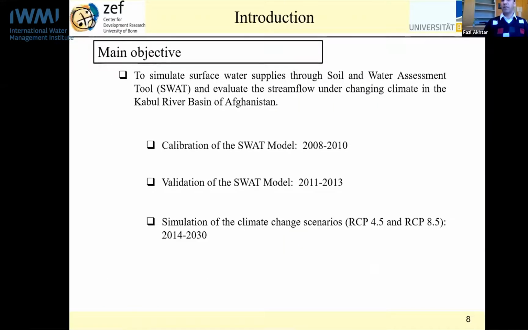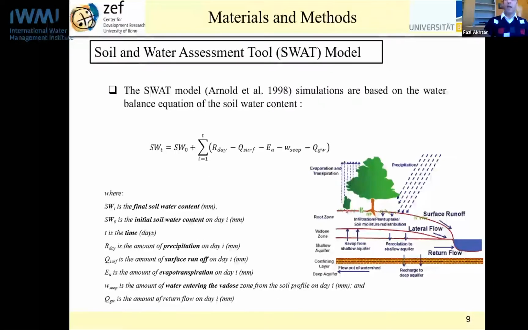The key objective of this study, therefore, was to use the SWAT model and evaluate streamflow under the changing climate in the Kabul River Basin. In order to make sure how far we are in terms of result quality, we used 2008 to 2010, a 3-year period, for calibration of the model. For validation, we used 2011 to 2013. And then we also ran the RCP 4.5 and 8.5 scenarios for the period of 2014 till 2030.